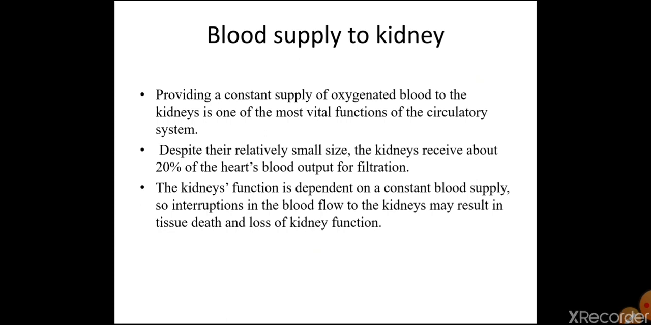Providing a constant supply of oxygenated blood to the kidneys is one of the most vital functions of the circulatory system, and despite the kidneys being small in size, they receive about 20% of the heart's blood output for filtration purposes. The kidneys' function is dependent on a constant blood supply, so interruptions in blood flow to the kidneys may result in tissue death and loss of kidney function.